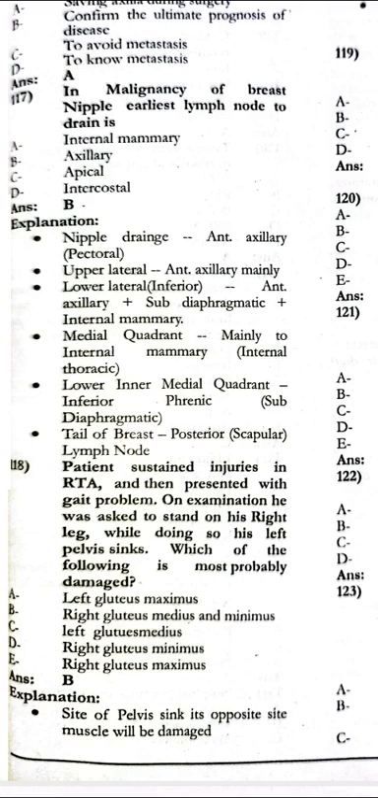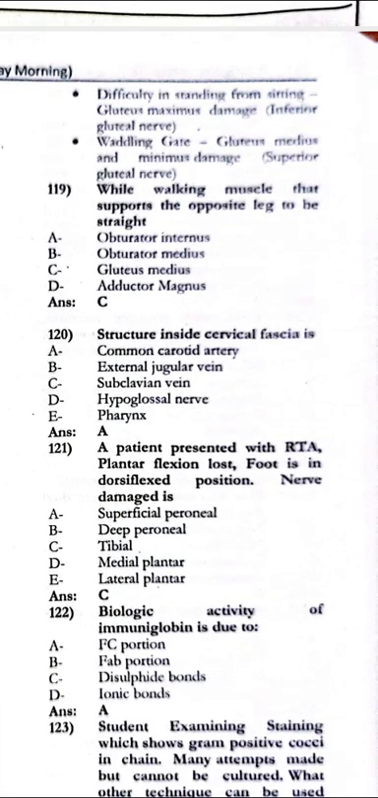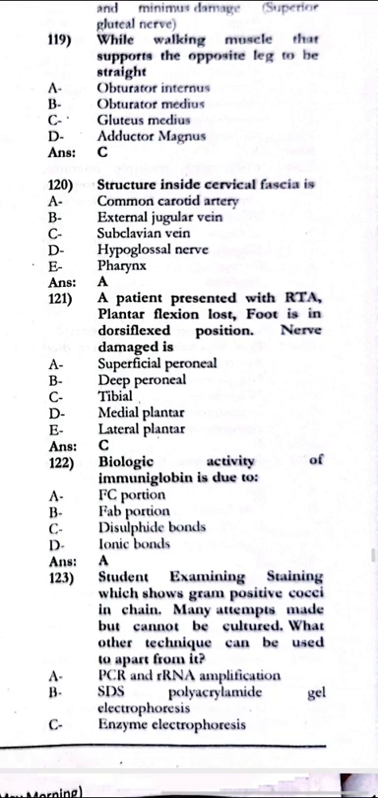Next, the patient sustained injury in an RTA, then presented with a gait problem. On examination, he was asked to stand on his right leg. While doing so, his left pelvis sinks. The most likely damage is the right gluteus medius and minimus. Next, 119. While walking, the muscle that supports the opposite leg to keep it straight is the gluteus medius. The structure inside the carotid sheath is the common carotid artery.